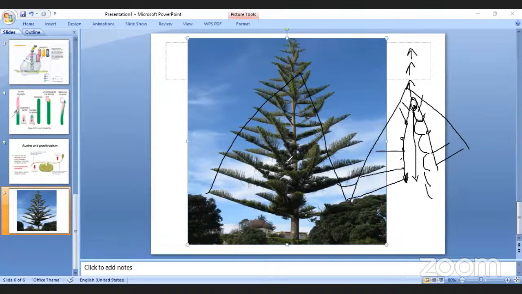Another one is root formation. The best ones are IBA, indole butyric acid, and naphthalene acetic acid. These two are synthetic auxins that initiate root formation from the stem. And another physiological activity is parthenocarpy. What is parthenocarpy? Fruit formation without fertilization.